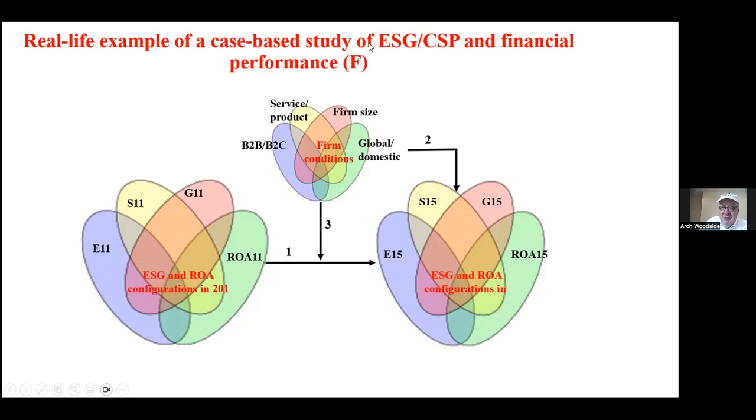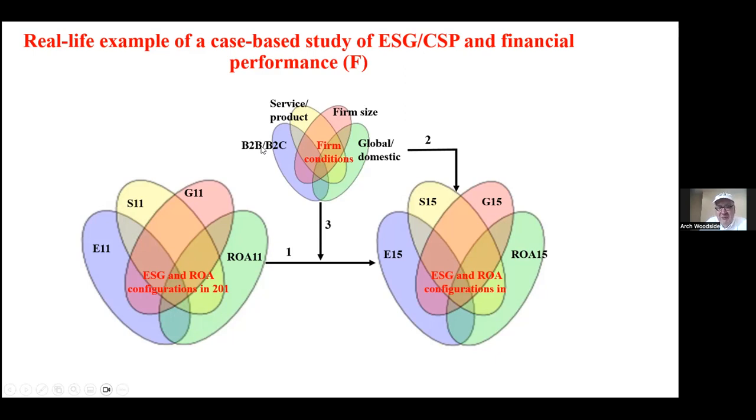Now, if you look in this figure, you see that there are four additional conditions up on top: whether it's a service or a product, and the firm size. Think of this as high, large, medium, and small firm size, and global firm or a domestic firm in Sweden. And is it a B2B or a B2C, or is it both?